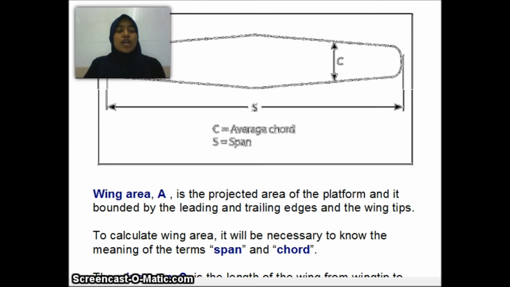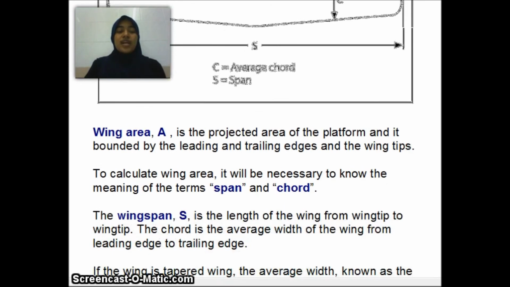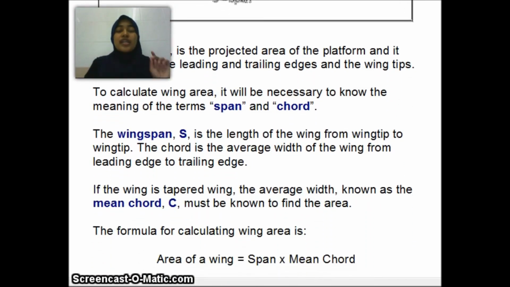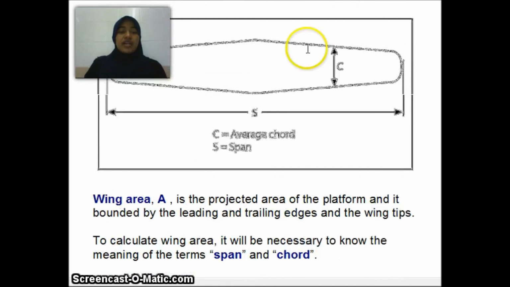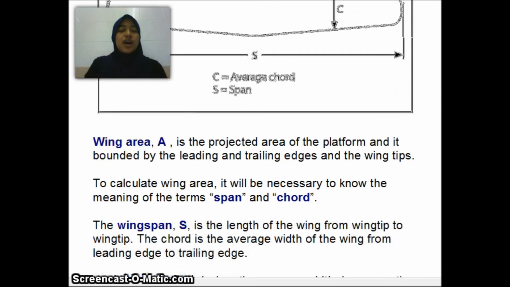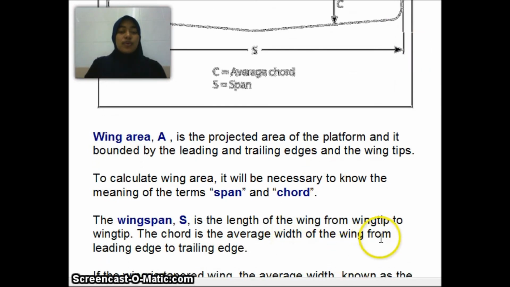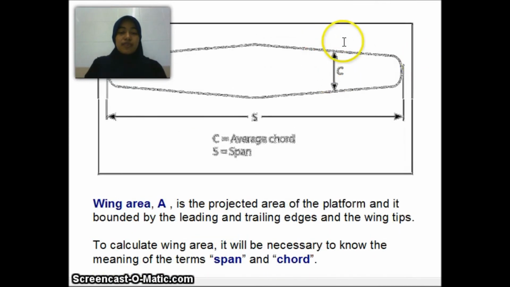To calculate the wing area, it's necessary to know the meaning of the terms span and chord. What is span and what is chord? Let me tell you. The span is the length of the wing from this wing tip until this wing tip. Let me show you the picture just now. The span is from this wing tip until this wing tip, while the chord is the average width of the wing from leading edge to trailing edge. The average width here, from the leading edge to the trailing edge.